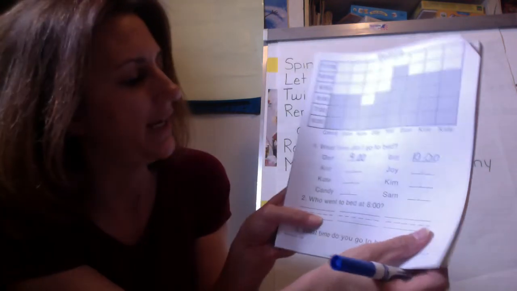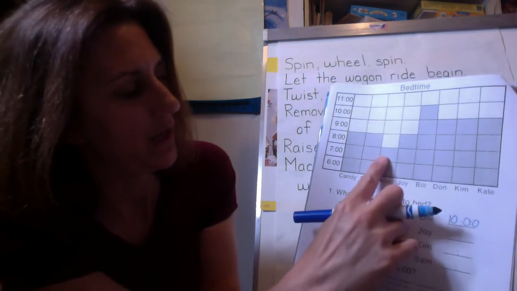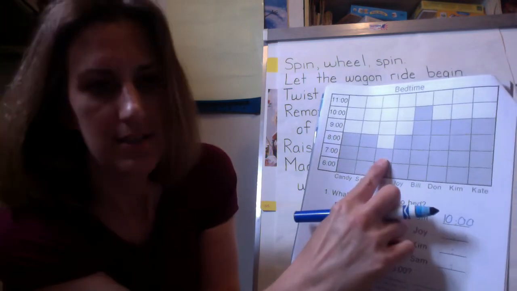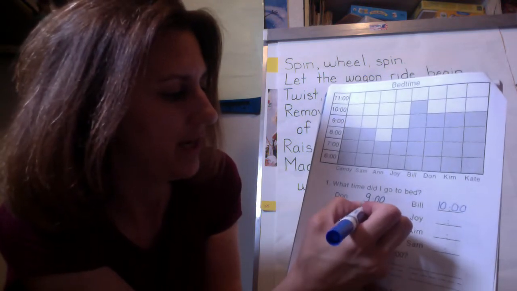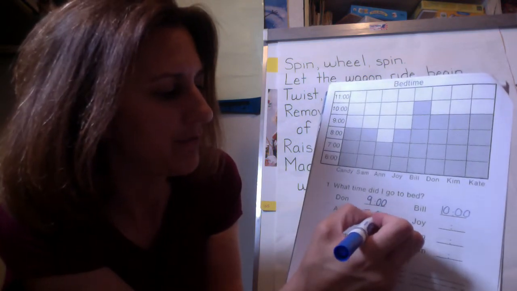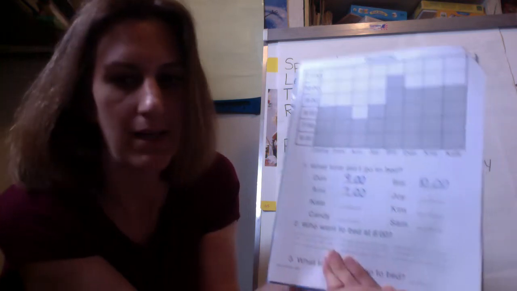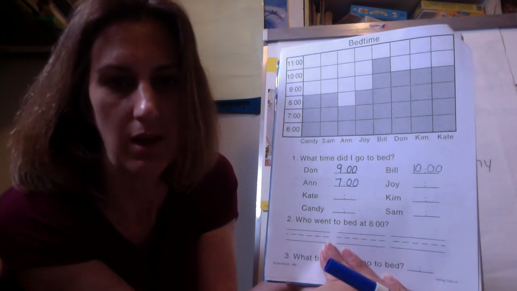All right, let's look at Anne. What time does Anne go to bed? So I'm going to find Anne. I go up, and hers is 7 o'clock. I think that's a pretty good time for a first grader, between 7 and 8 probably. So I'm going to put the 7 in front, 00 behind to show 7 o'clock.